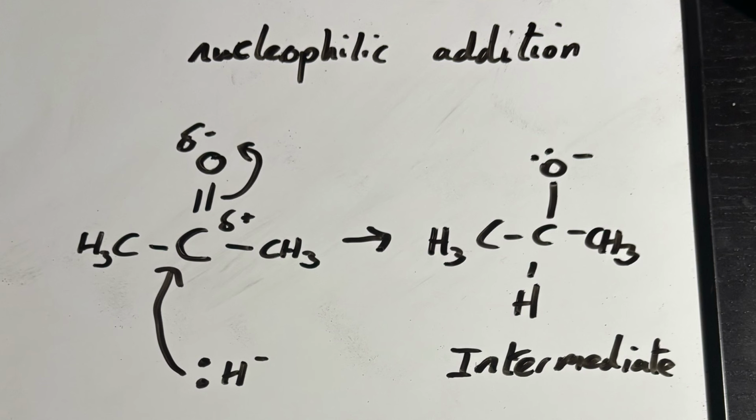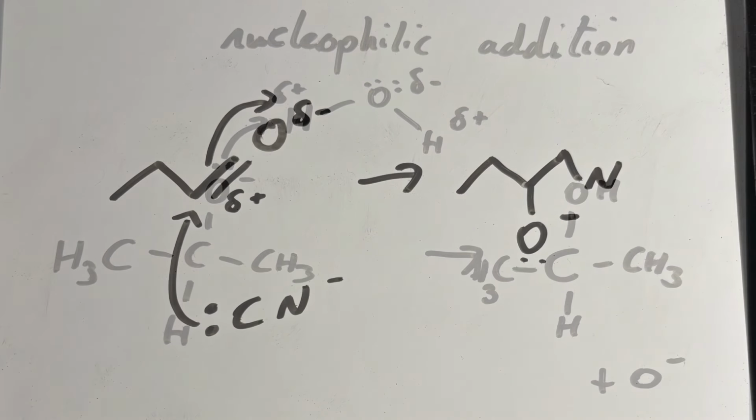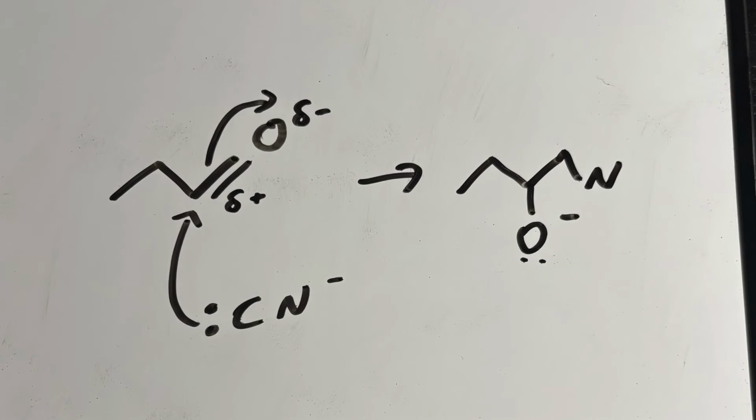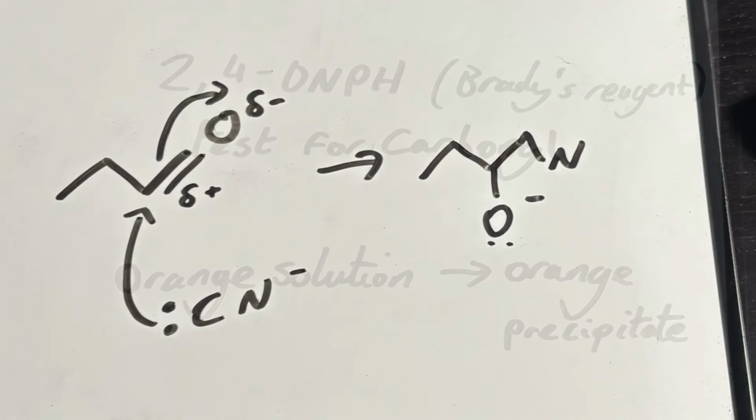So in the first part, you're reacting to form a negative intermediate, and then this negative intermediate reacts with your water to form your alcohol and a negative oxygen ion. So the same happens when you add cyanide. This is what the mechanism looks like simplified. This is what the full mechanism looks like with hydrogen cyanide.